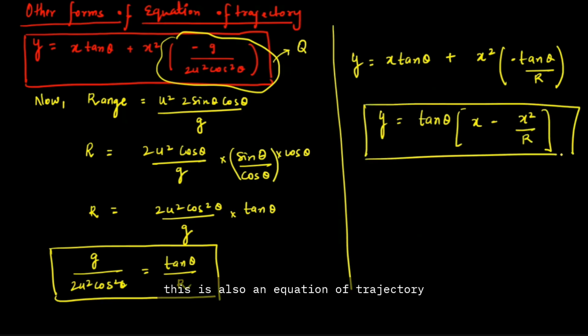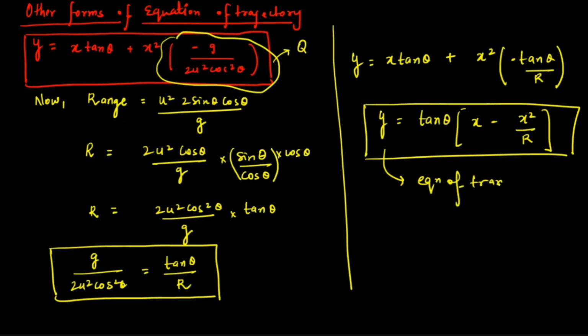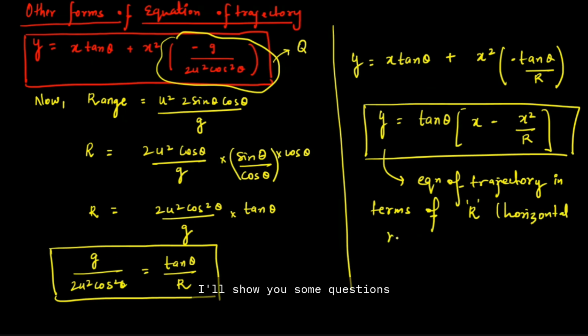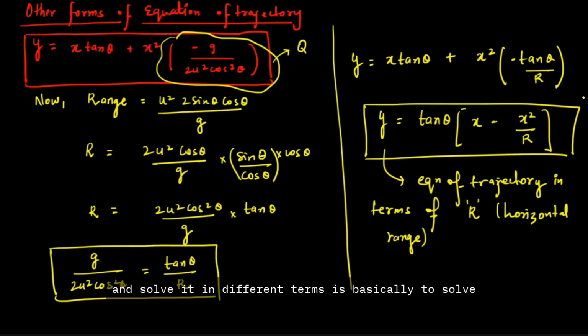So this is also an equation of trajectory, but in terms of R, that is the horizontal range. I'll show you some questions where we're actually going to use this equation to find certain things quite easily. The idea of getting this equation of trajectory and solving it in different terms is basically to find different physical quantities that can be asked in projectile motion a little more easily.